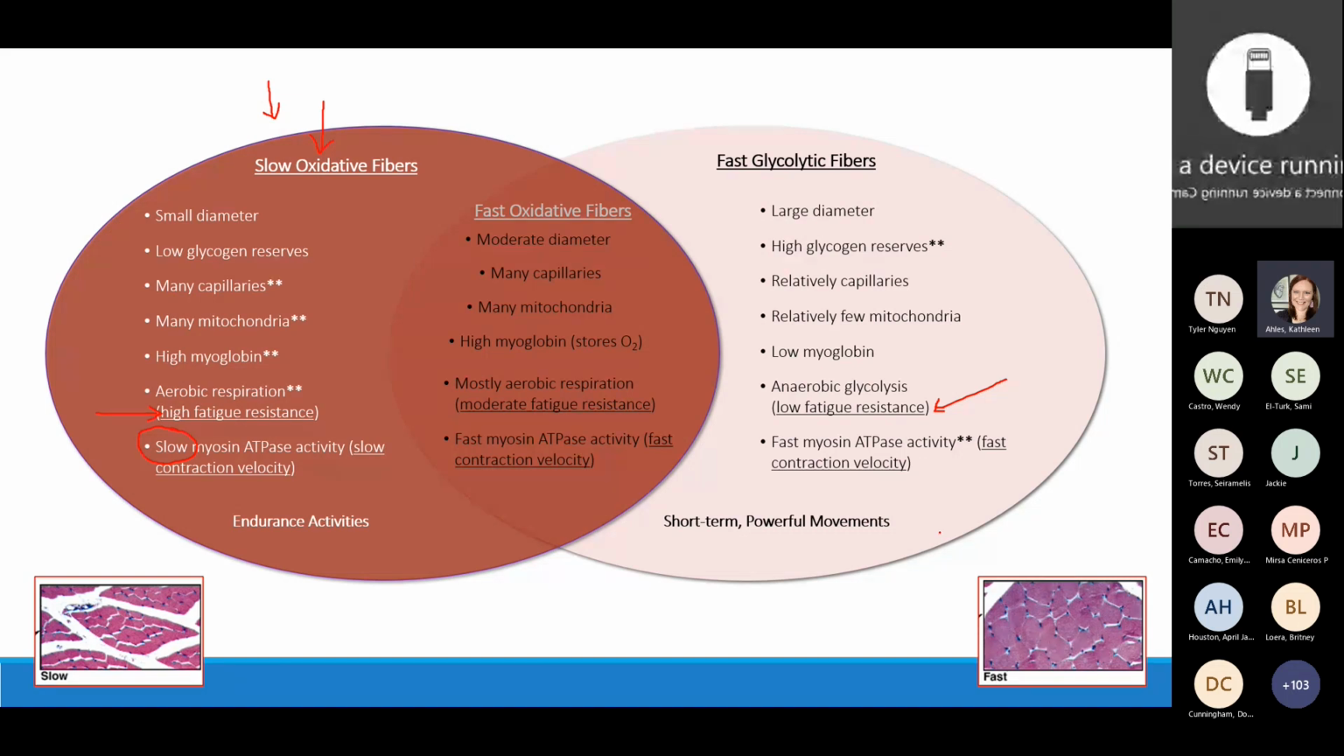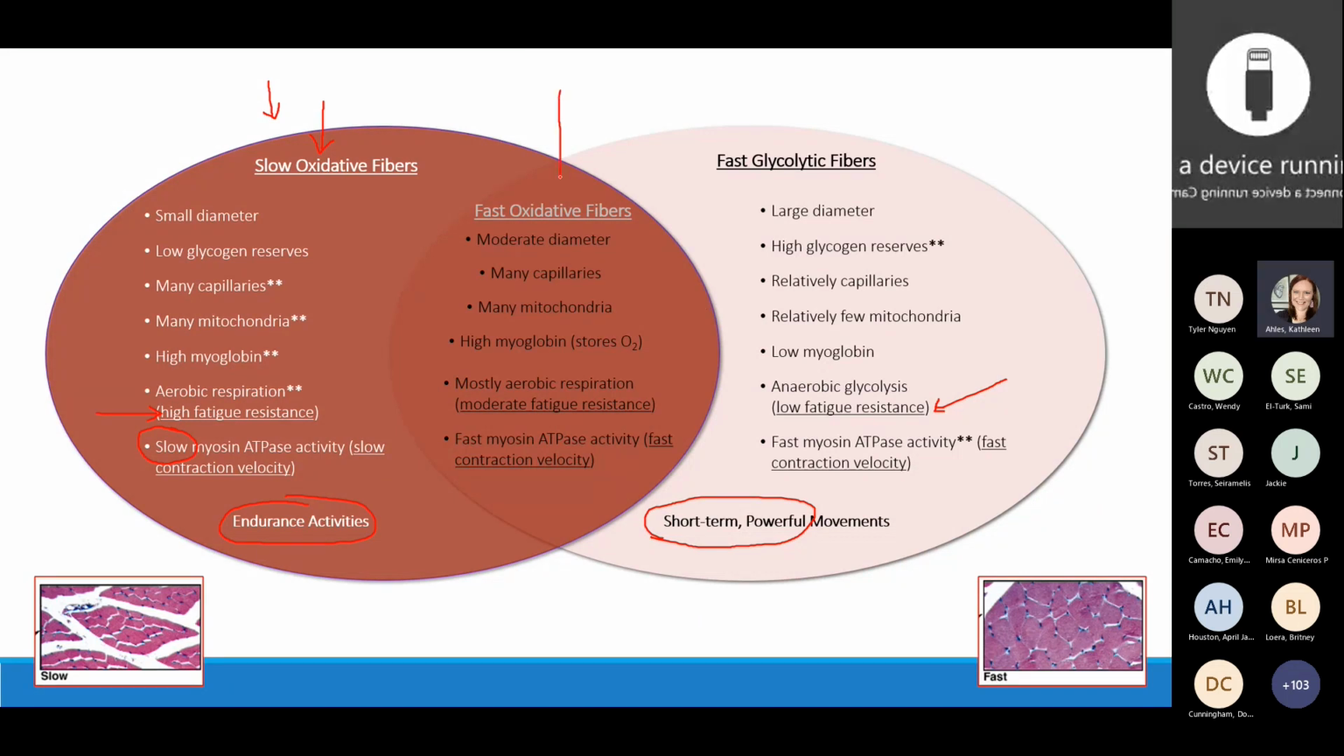So slow oxidative fibers are good for endurance activities, whereas my fast glycolytic fibers are really good for short-term powerful things, like that big lift up and over your head and drop the weight. We don't have to do anything else with it.